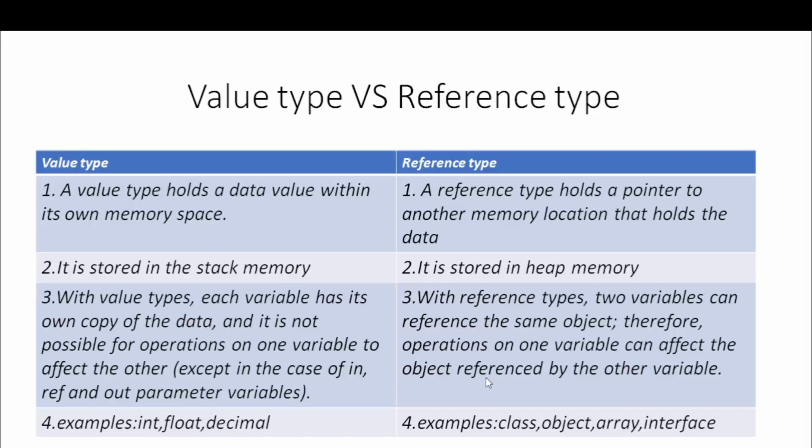And examples are, as you see, integer, float, decimal. And examples in reference type are class, object, array, interface, and a lot more. I have already put these things onto the slide.